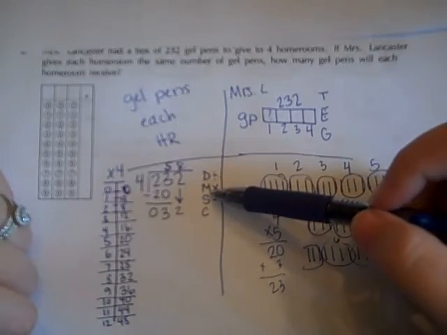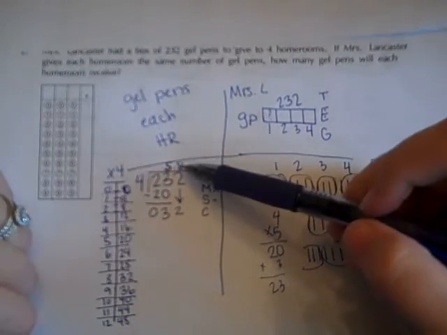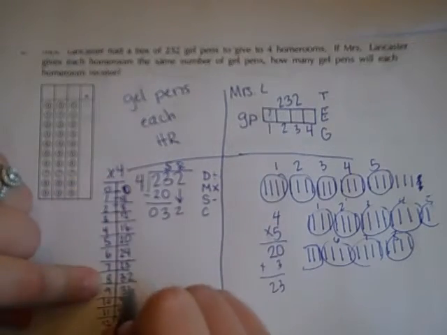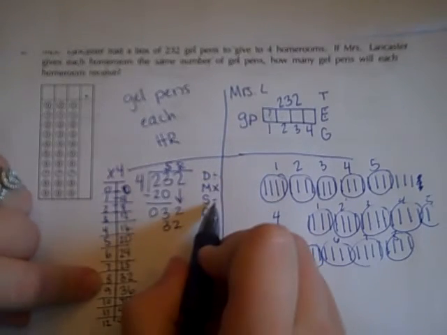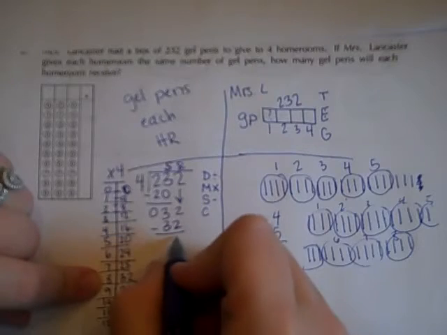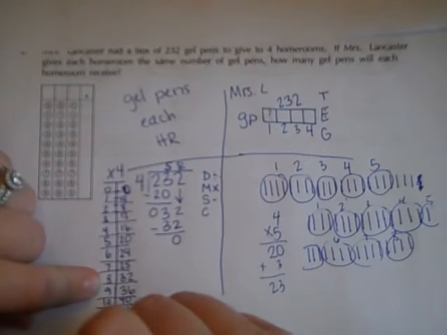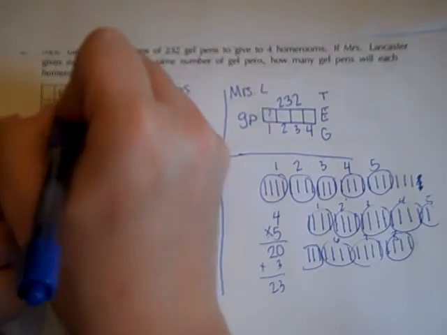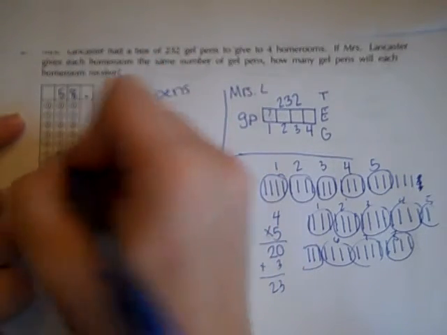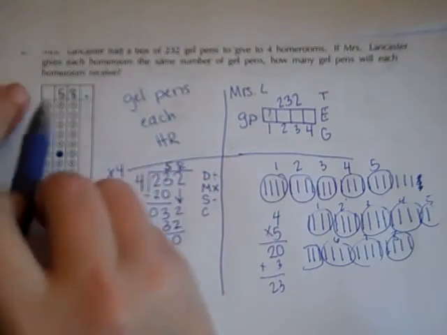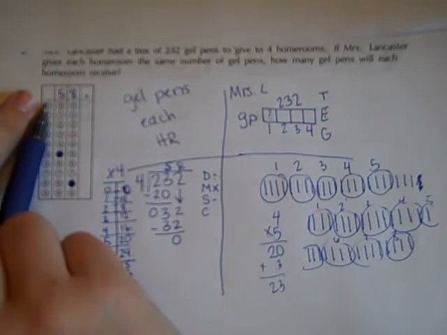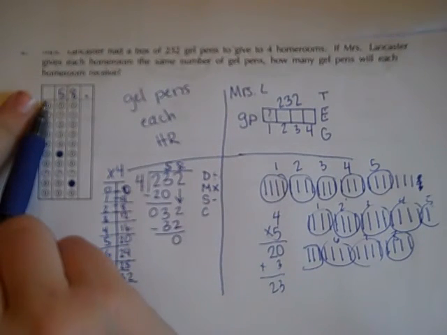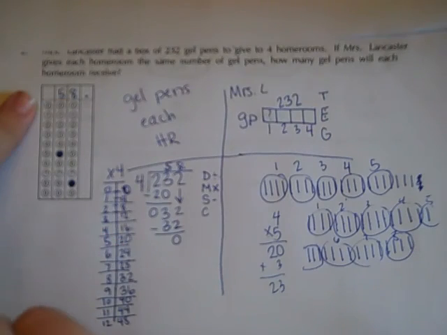Now I divided, so my next step is to multiply. 8 times 4, I can look over here on my t-chart, 8 times 4 equals 32. My next step is to subtract. And so 32 minus 32 is 0. So my answer would be 58. So I'd write 58. Bubble it in. 5, 8. So 0, so I wouldn't need to put a 0 there because that's correct the way it is.